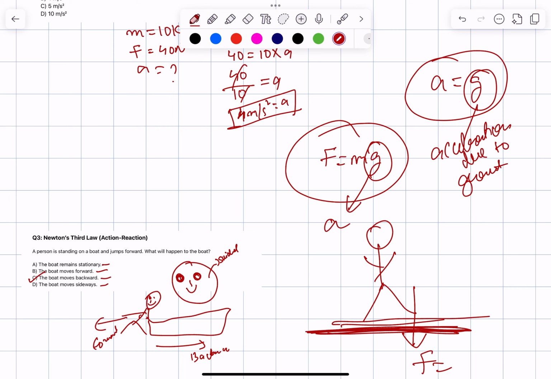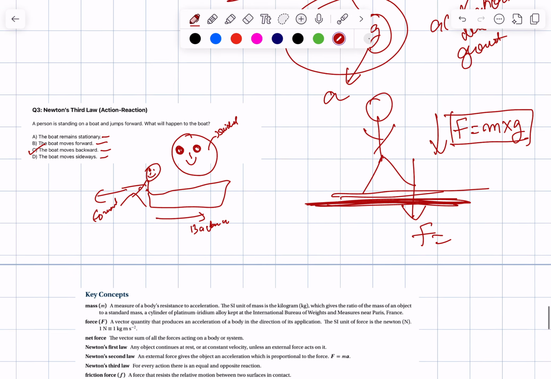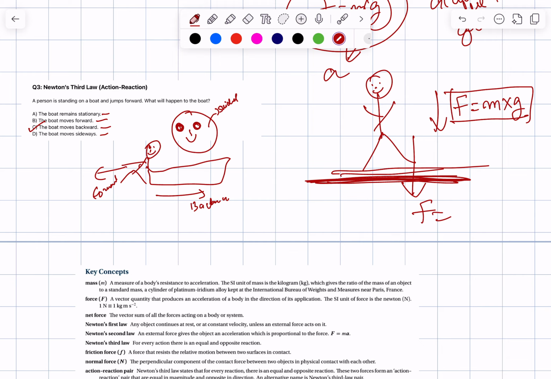But we know that g is always constant on planet Earth, so that is the reason I'm using the letter g here. Whenever I'm standing here, the force applied will be F equals m into g. So this thing is important: g and a are the same, but g is referred to as acceleration due to gravity.